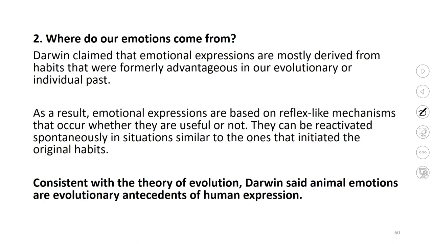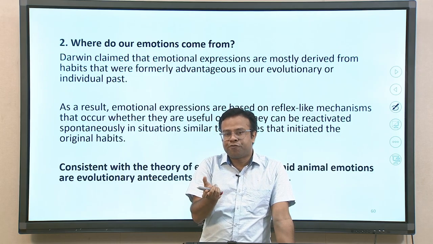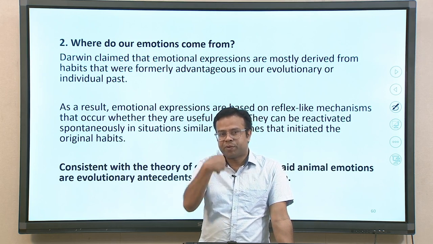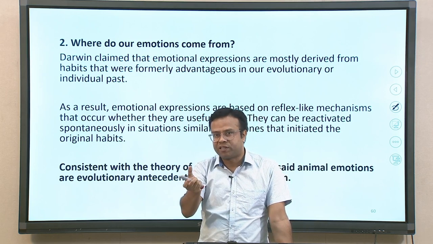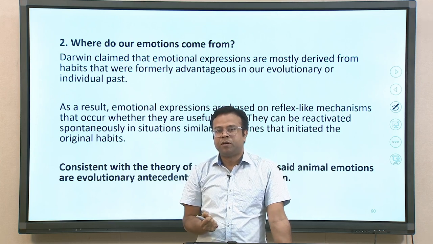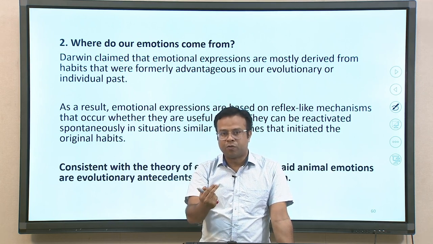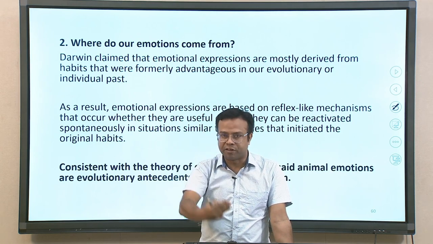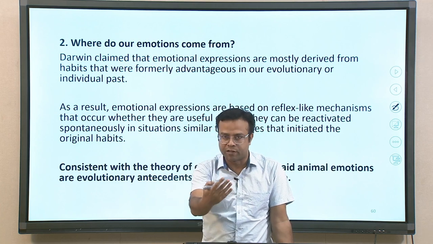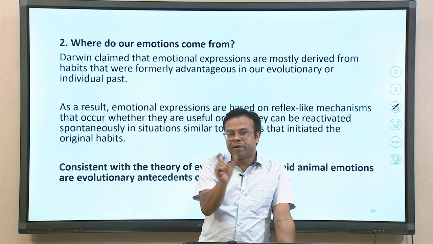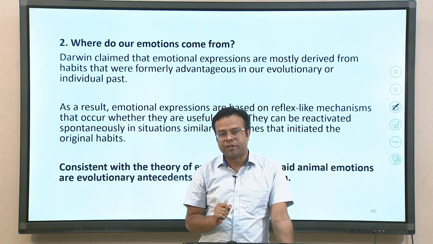In that context, Darwin said that emotional expressions are mostly derived from habits. So, these emotions are more like habits, or reflexes, according to Charles Darwin. Whenever we expressed an emotion that served some advantageous purpose in terms of evolution, it got connected with certain situations, and it became a habit. Whenever a situation arises, this emotion arises. So, this became a reflex-like mechanism and occurs whether it is useful or not.